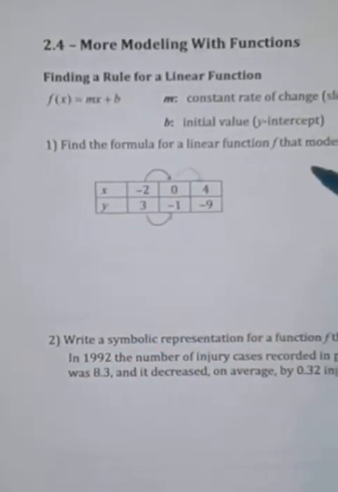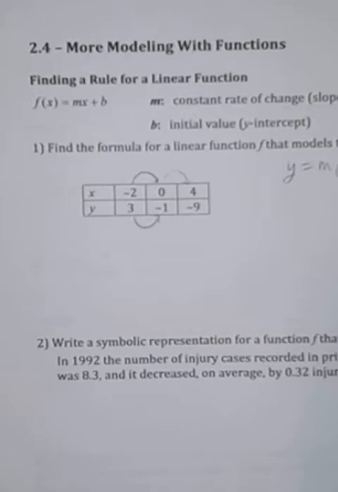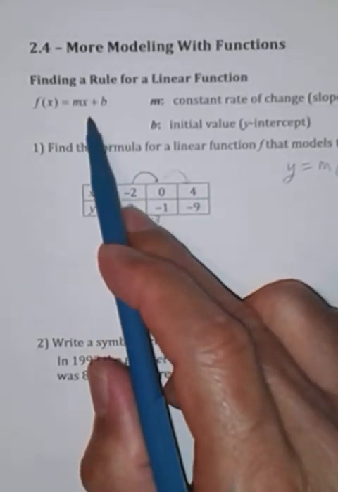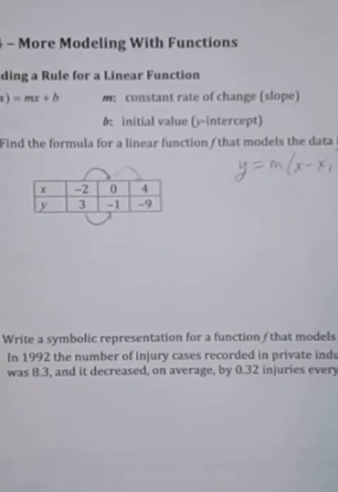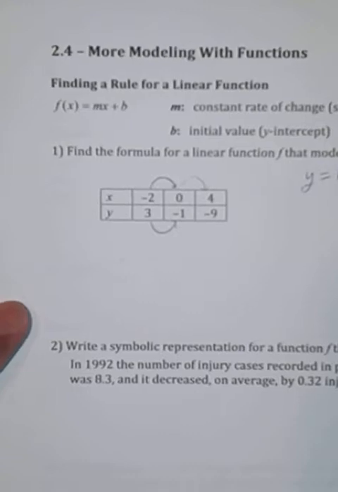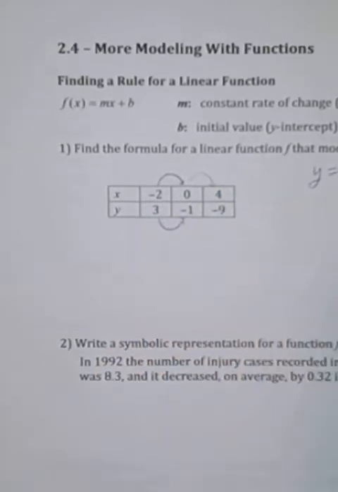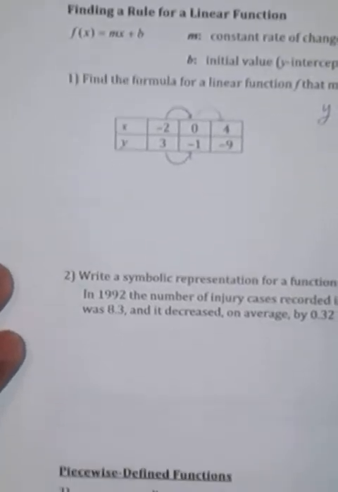If you don't know what the y-intercept is, don't forget you can write y equals m times x minus x1 plus y1, and then distribute and work to get to the slope-intercept form. Okay? Don't forget also, we do not want to leave the y. We want to change that to f of x at the end. Okay? Because it is a function, f. We want to use function notation.